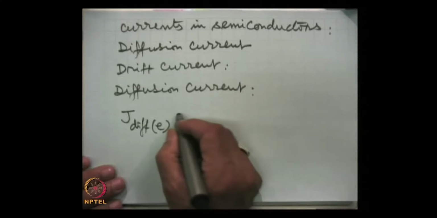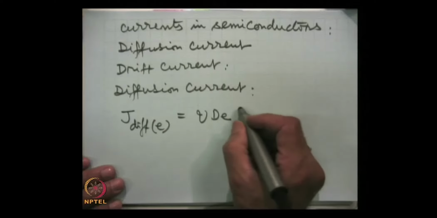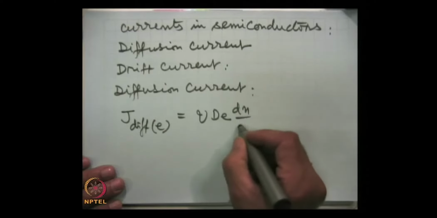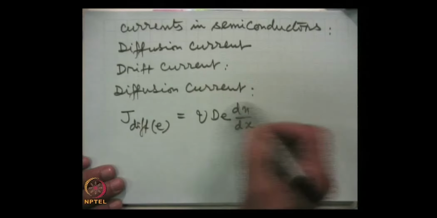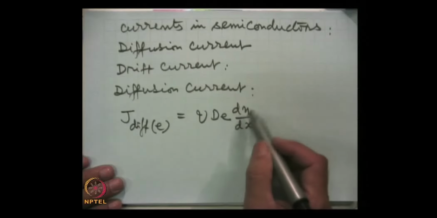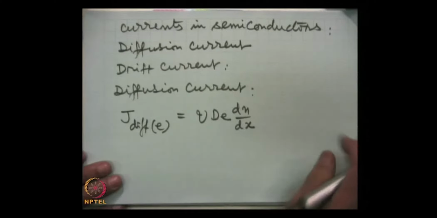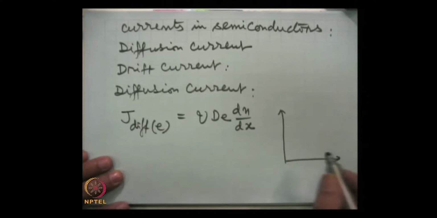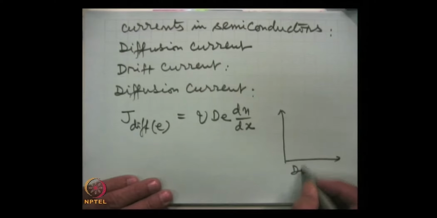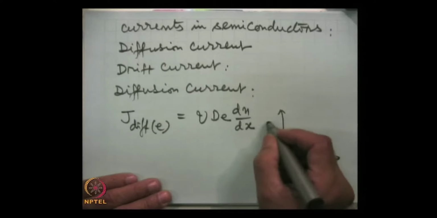electrons, this we write as q D_n dn by dx. This is the gradient. If there is no variation, this factor is 0, and the current due to diffusion will be 0. This we can show like this. This is distance and this is electron density.